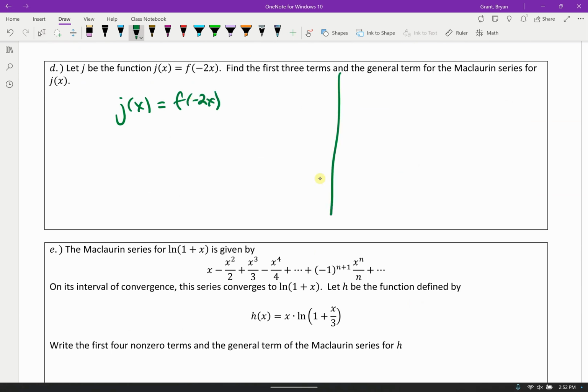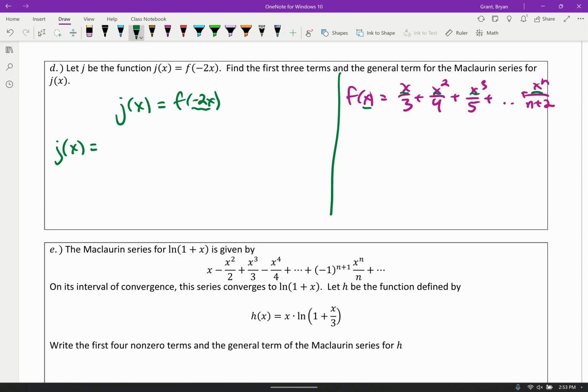Let's do a little sidebar over here, and let's talk about just f of x, just so we don't forget it. They gave us f of x at the beginning of this problem. They said f of x was x over 3, x squared over 4, x cubed over 5, plus x to the n over n plus 2. To find f of negative 2x, they are just taking the x's that are in here and replacing them with negative 2x's.